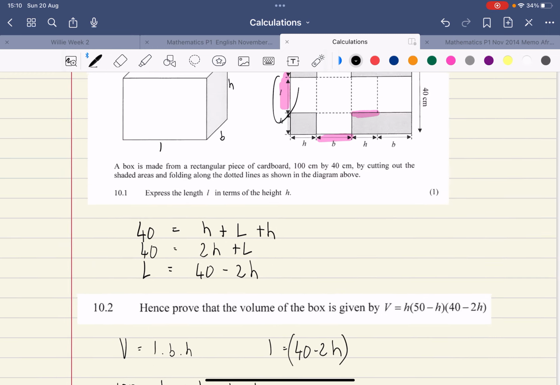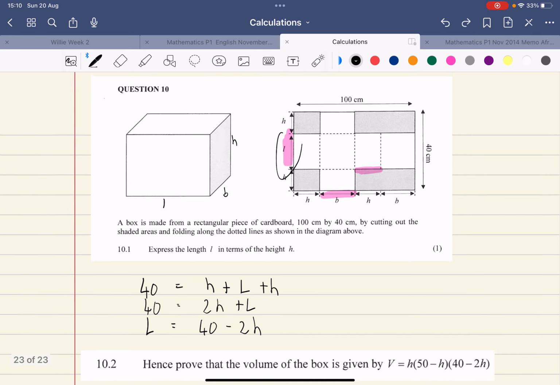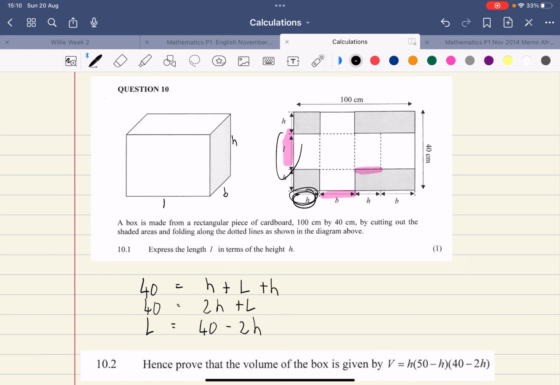Fantastic. And finally, our height. Well, we notice that our height in this case is given to us in terms of H. So that will be the height of our box. So it's a bit tough to visualize, because this is just a 2D piece of paper and then you fold it to make a 3D box, but you can see that this would be the height if we were to cut out the grayed out squares and rectangles and fold it into a rectangular prism.